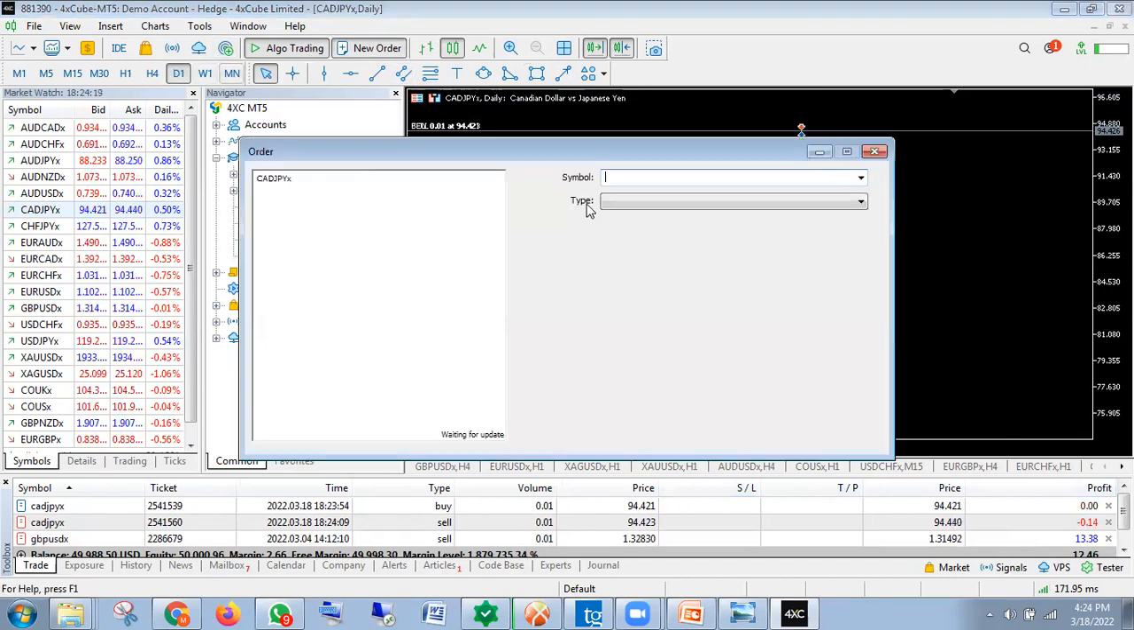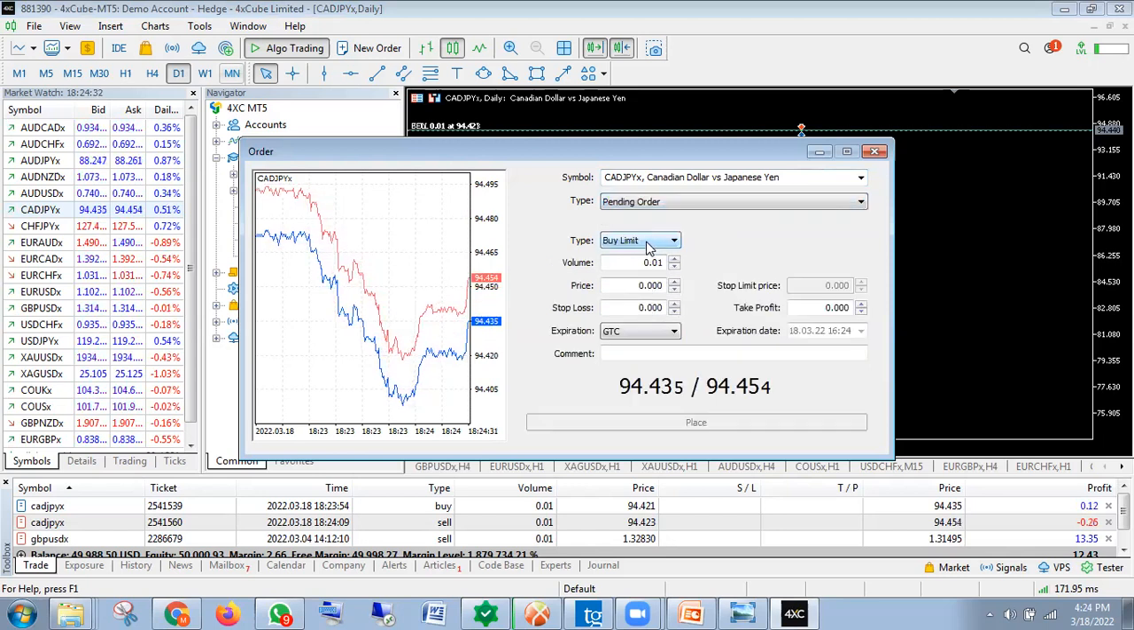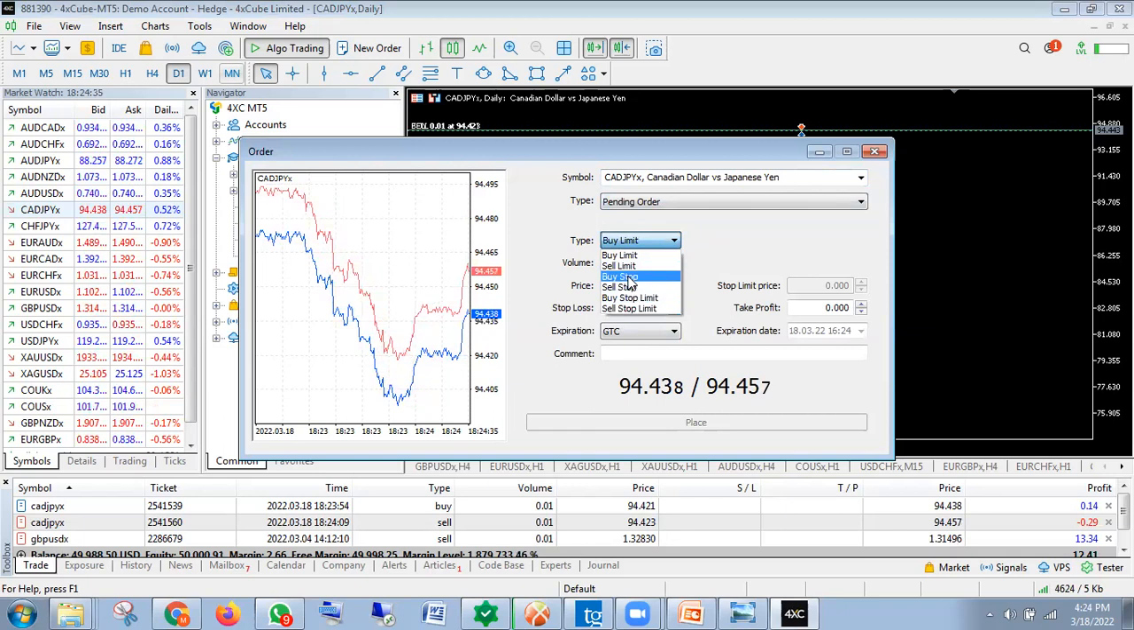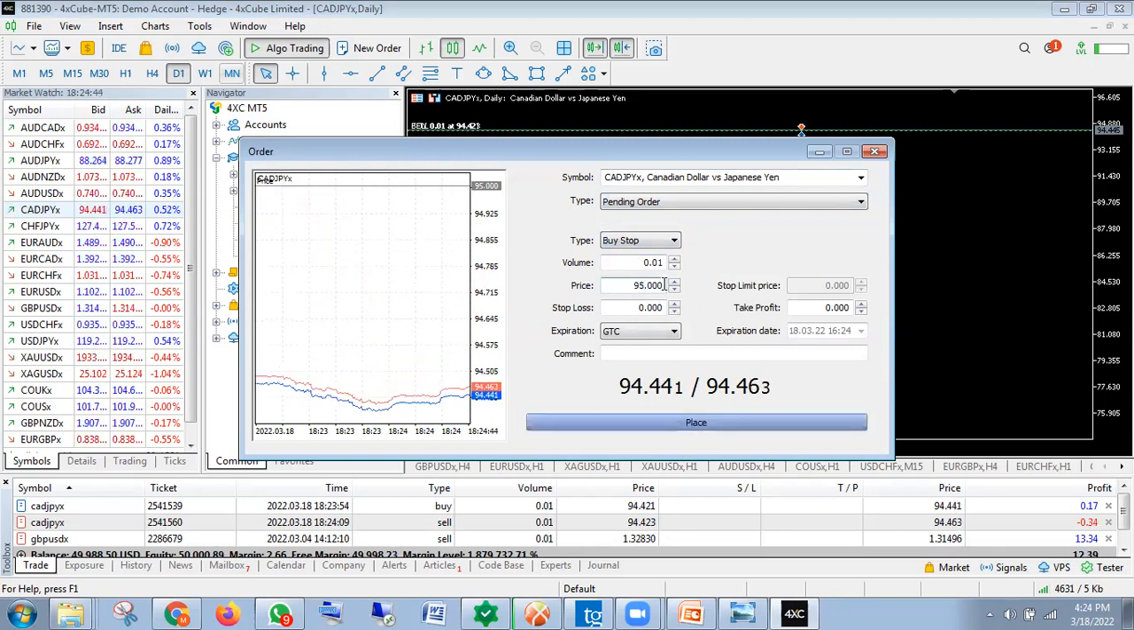Right now I want to do a pending order. So I click on new order. When we buy above the current price, that's a buy stop. 94.42 is the current price. I select pending order. You see, we have buy limit, sell limit and all that, but I want to do buy stop. So I select buy stop and come here. Let me buy at 95.00. Okay, so I click on place.